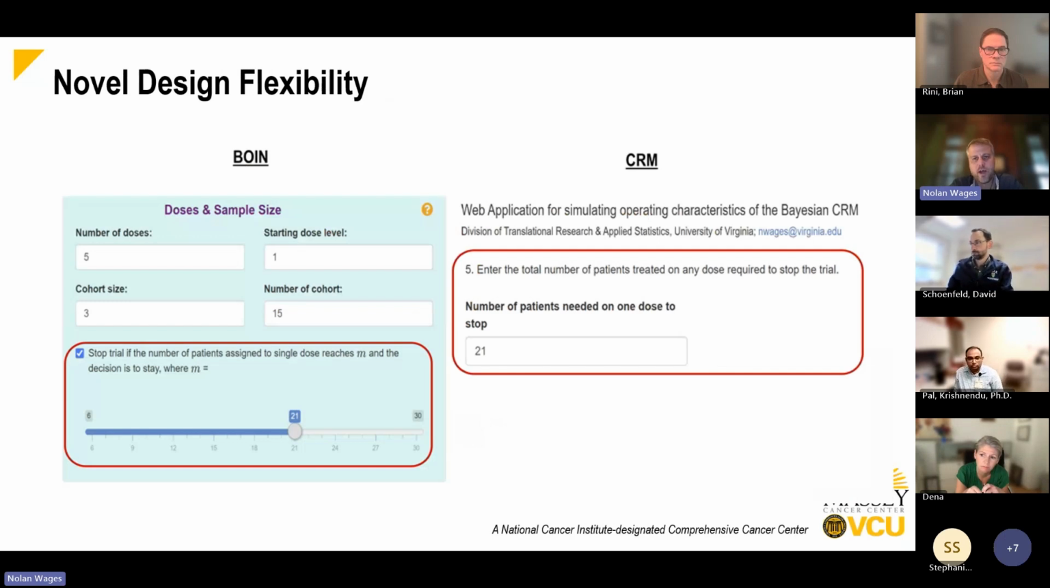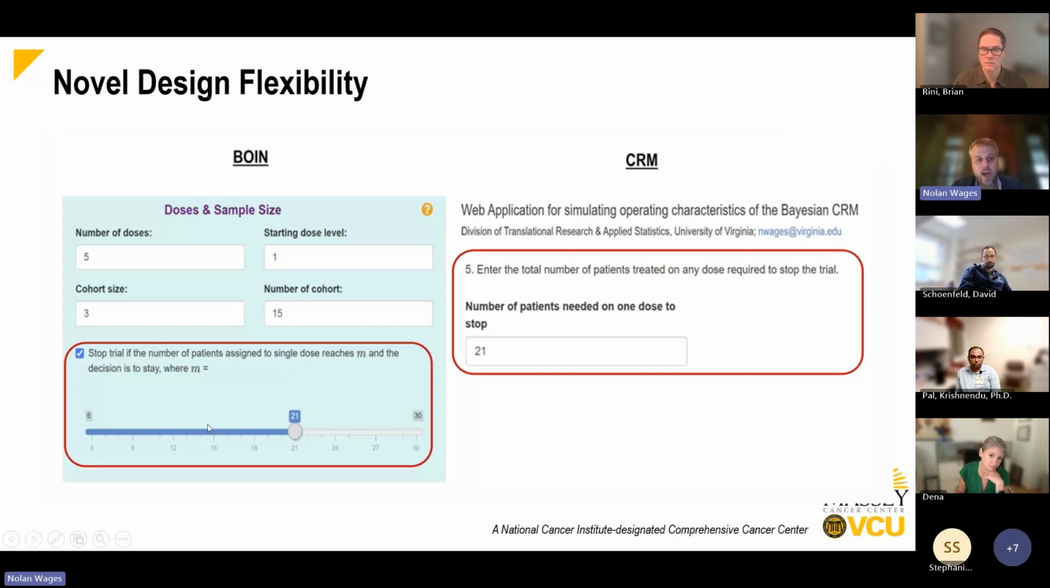So we're going to talk about these designs, BOIN and CRM, in detail in just a minute, but I just want to point out that the web applications for these designs have mechanisms that you can specify to stop the trial if the number of patients assigned to one single dose reaches some value, and you give it the value. So for example, in the example that we saw with the expansion phase, we had 15 in the expansion phase and 6 on a dose in the escalation phase. We're going to have a total of 21.